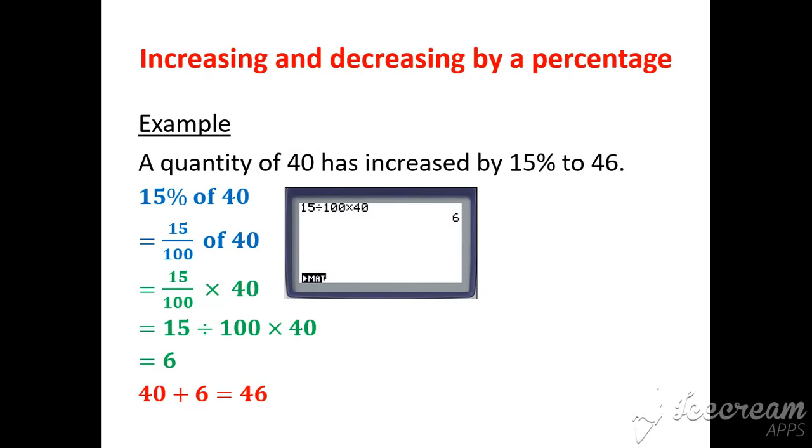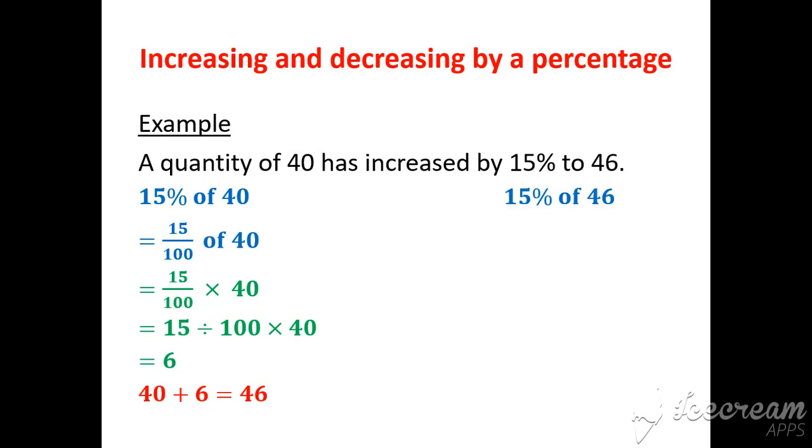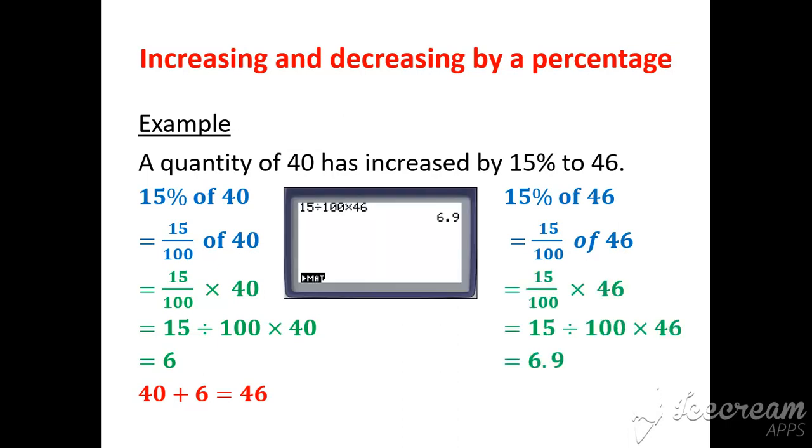Now if we try and use the same technique to go back and find the original quantity, we're going to fall into a trap, and a lot of students do this and get caught out. So 15% of 46 is 15 over 100 times 46, which is 15 divided by 100 times 46, giving us 6.9. And when we subtract that from 46, we go back to 39.1, which is not our original quantity of 40. So we've fallen into a trap, and this technique doesn't work.